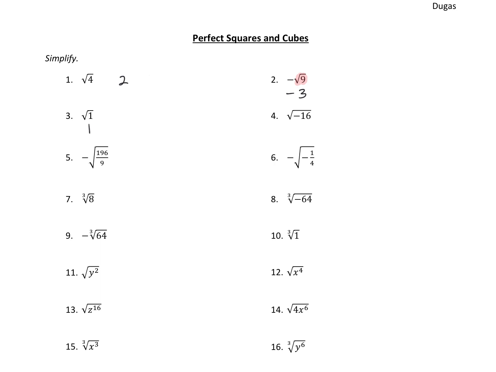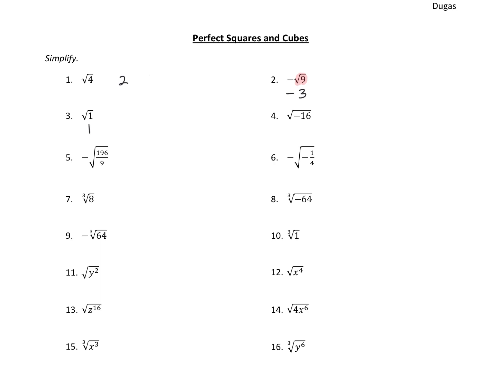Number 4, the square root of negative 16. So if you try 4 times 4, you'll get a positive 16. And you may think, well, what about negative 4? Negative 4 times negative 4 is also a positive 16. The only way to get a negative 16 is by multiplying a 4 and a negative 4. But that is not what squaring means. It means to multiply something by itself. So there is no way to multiply a real number by itself to get a negative.